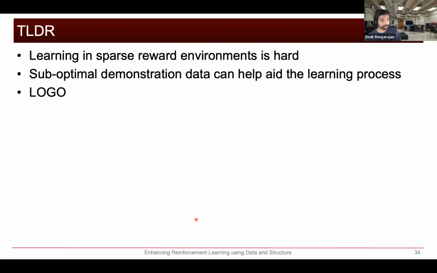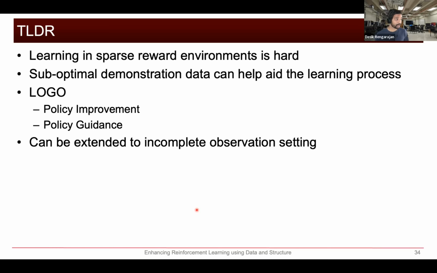So what we come up with is LOGO, which has two steps. The first step is the policy improvement step, which uses rewards from the environment for improvement. And the second is the policy guidance step, which tries to find a policy in a trust region around the policy suggested by the policy improvement step towards the behavior policy/data. And our algorithm can be extended to the incomplete observation setting as well.